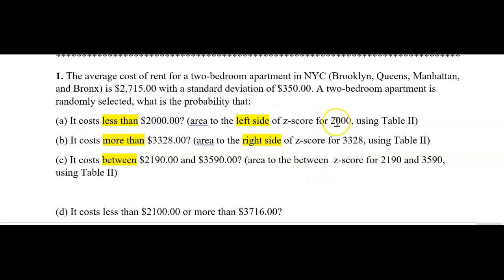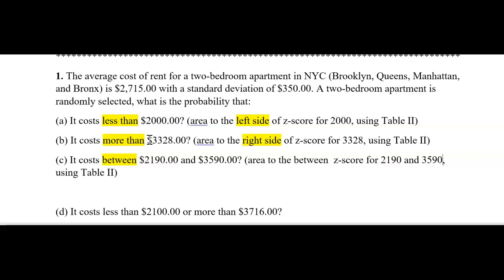Remember the technique. How do we find the area to the left? It's whatever value we get for the z-score on the table. How do you find the area on the right side of a z-score? It's the value you get on the table for the z-score subtracted from 1. Let me repeat that again. To find the area on the right side of a given z-score, find the area associated to that z-score on the table, then subtract that number from 1.